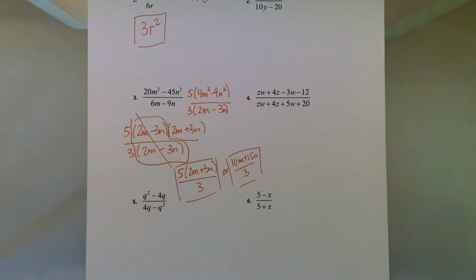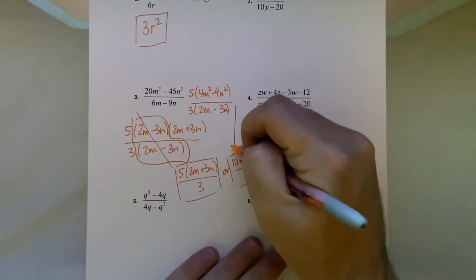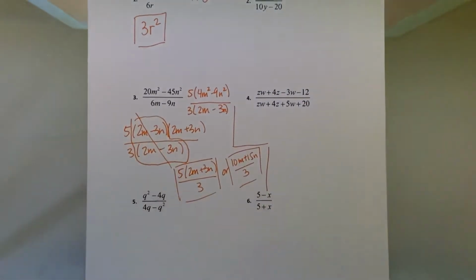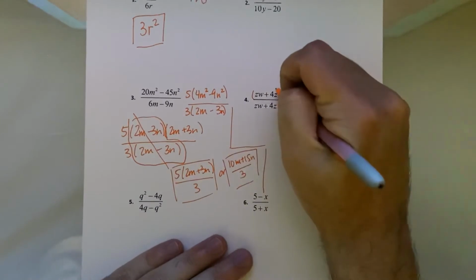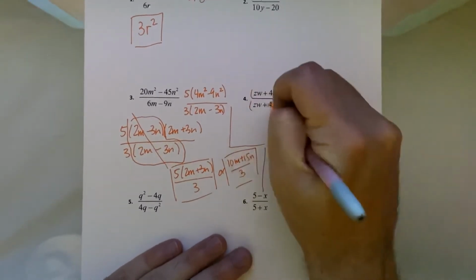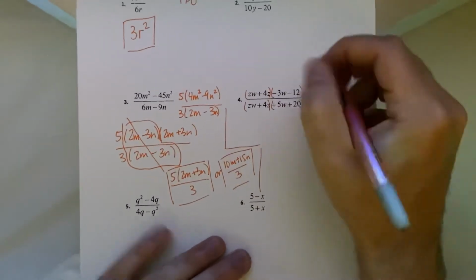Okay guys, let's wrap up rational expressions. We can do number 4. Here's an example where it might be advantageous for us to use our factor by grouping skills in order to clean these up in both the numerator and the denominator.